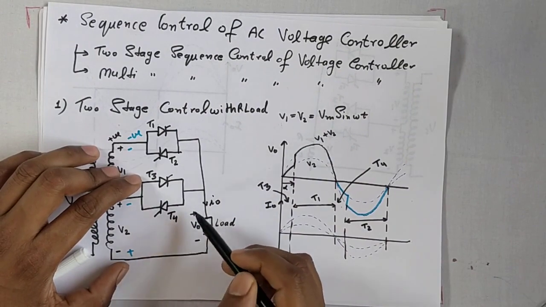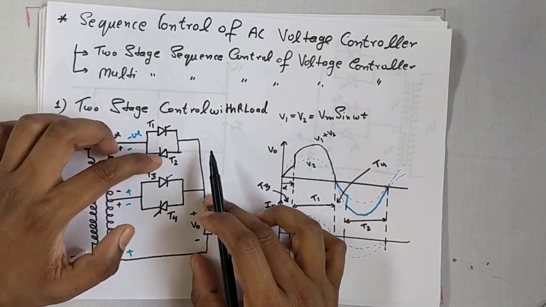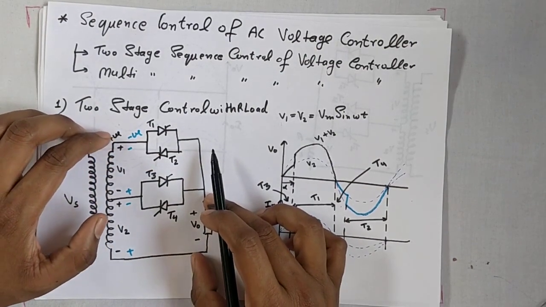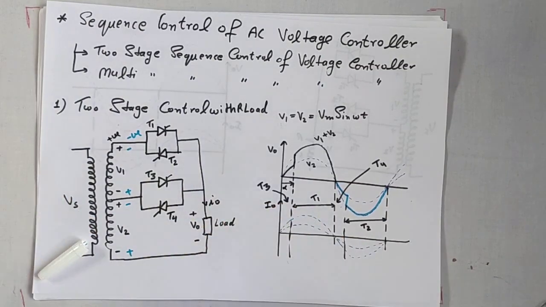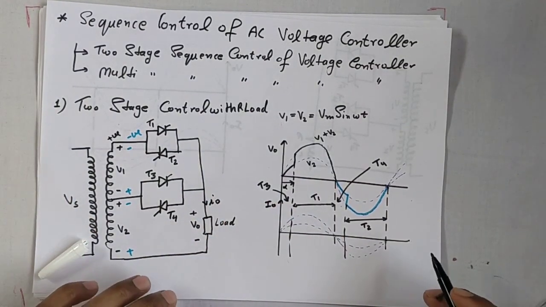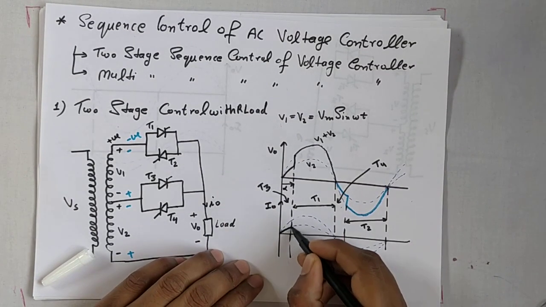When either T3 or T4 is on, then the output voltage will be this V2 only, and when either T1 or T2 is on, then the output voltage will be V1 plus V2. Okay, so let's draw the current waveform. The current waveform will be exactly the same as the voltage waveform.